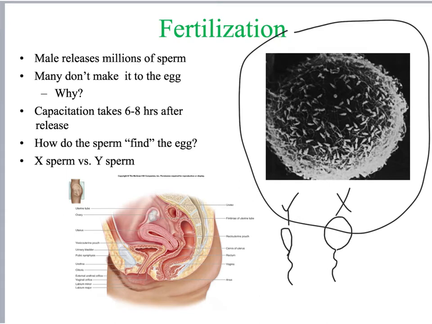So if you think about it, it's easy to sort X from Y because one's much bigger than the other. All you really need to do is have some sort of mesh or sieve that sorts them, allows the smaller ones to get through, and the bigger ones to not get through the holes.